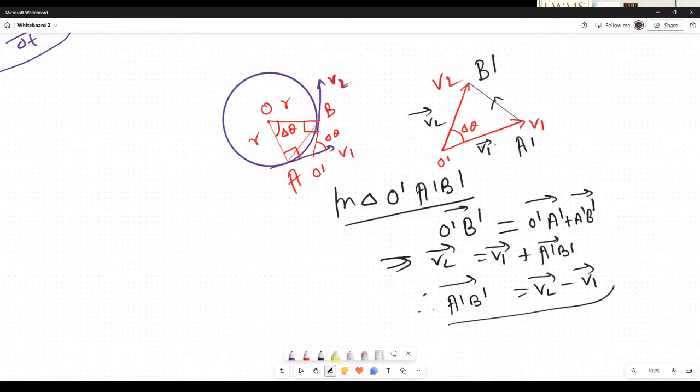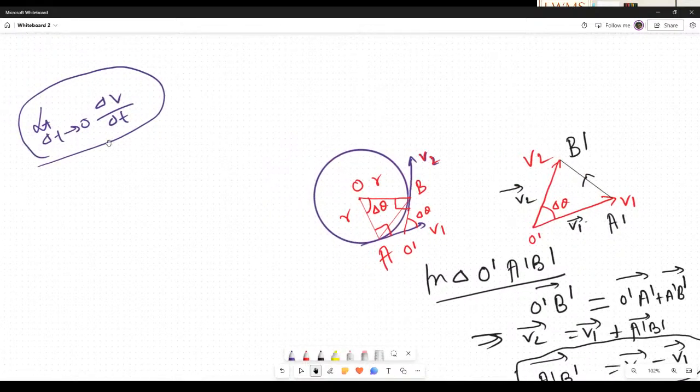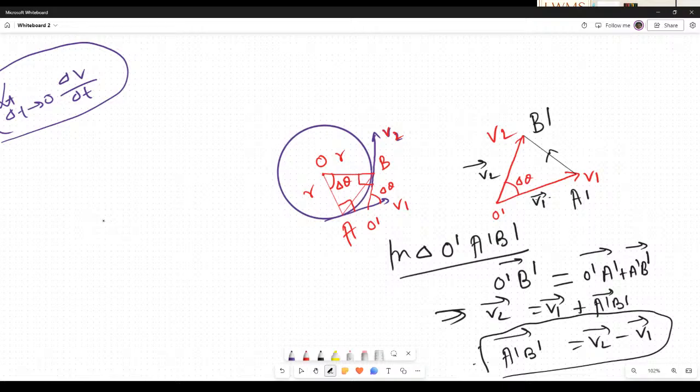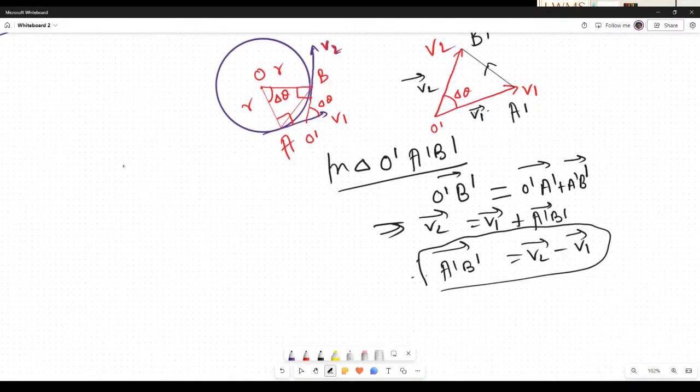Why am I so interested in writing V2 minus V1 or A dash B dashed? Because if I can find this length, my objective is to get this thing, no? Delta V by delta T. Delta V is what? In this diagram, this is going to be delta V now. Therefore, delta V equal to V2 minus V1.